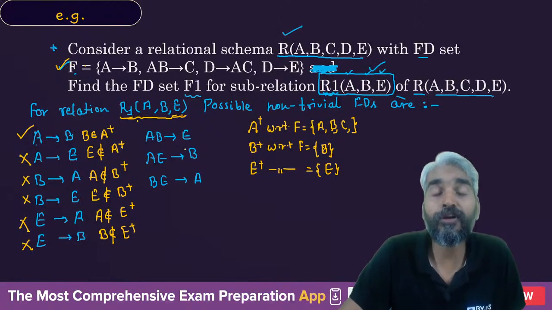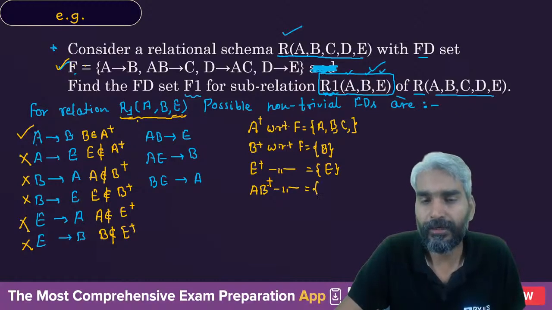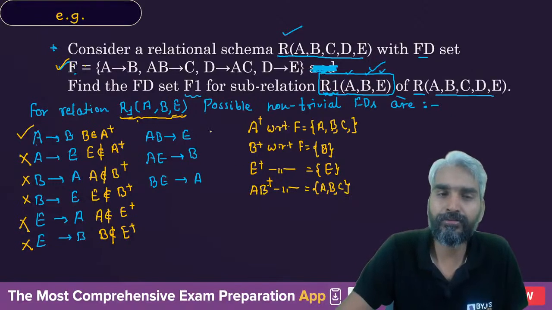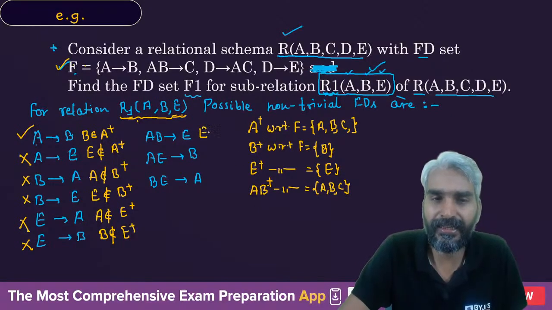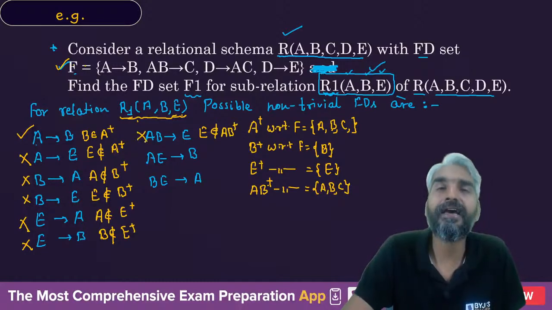Now we need to check for AB. So we'll see what is AB closure with respect to F. AB closure will be ABC, right? So you can say that E does not belong to AB closure. Therefore, this is not a valid FD in this subrelation ABE.